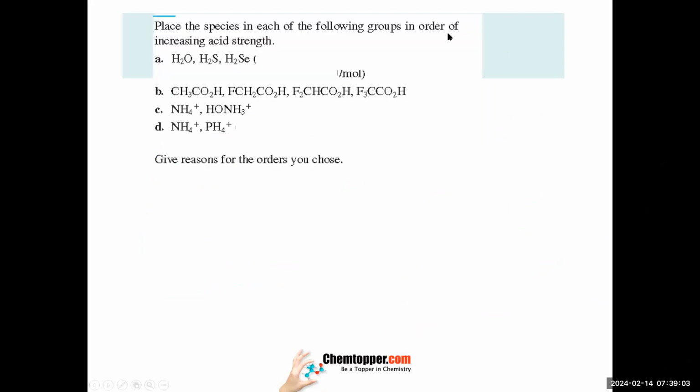Now we are going on some questions which we already started. Like if you remember, this question we have already done. Okay, can you answer it again? So first you check, are they oxoacids or non-oxoacids?